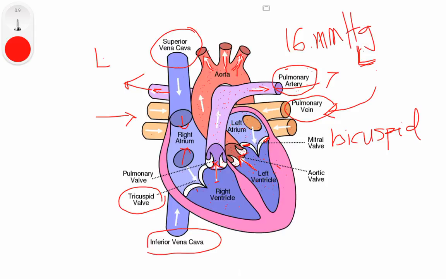So basically this is the basic pattern of how blood moves within the heart, and how the heart receives blood and how the heart sends blood to other parts of the body.